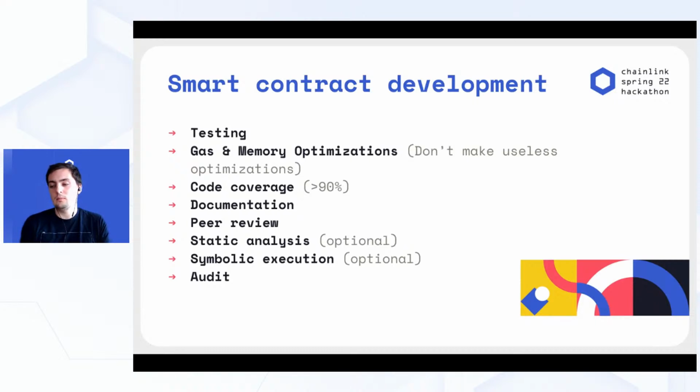Symbolic execution is basically a set of common state changes expressed in some mathematical language to try to find the correctness of your smart contract in a symbolic way. I will cover that later. And the final step is, of course, audit.